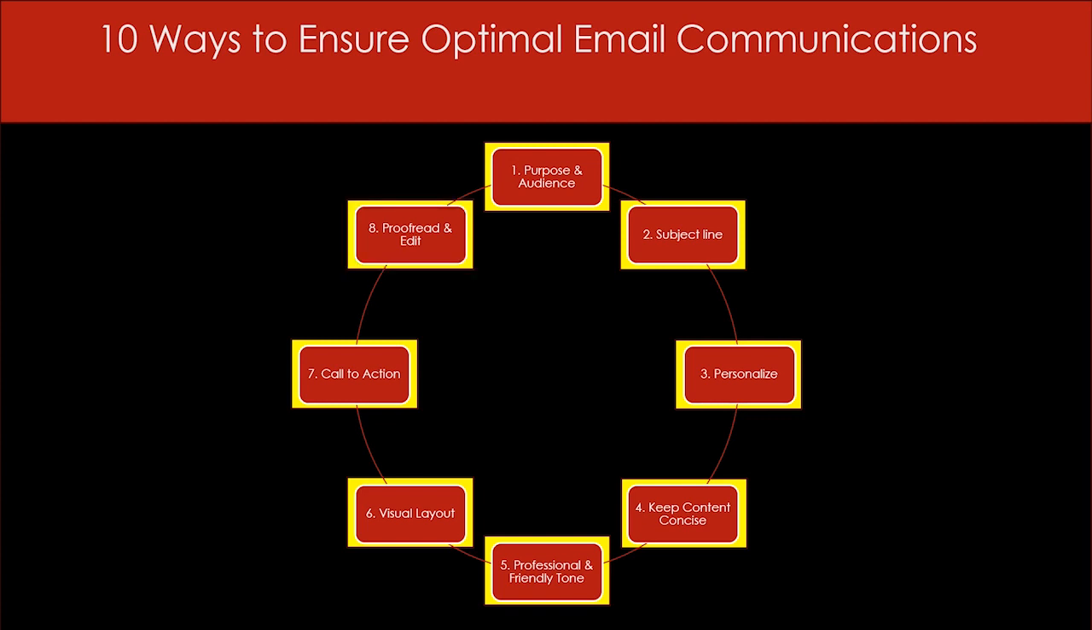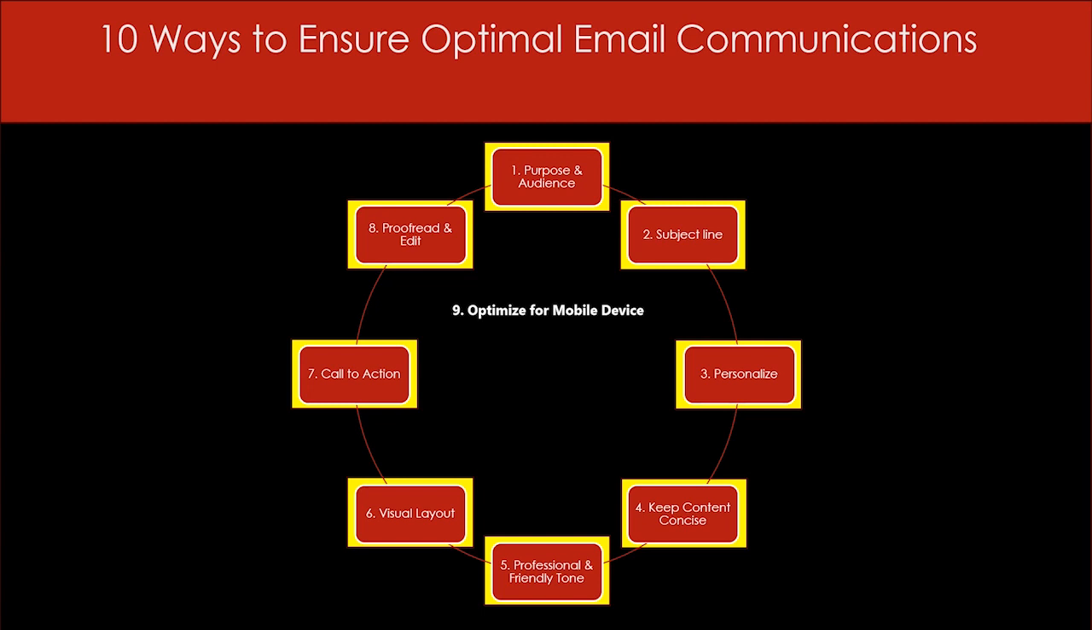Number 8, proofread and edit. This is really important. How many times have you sent an email out and it had language that was grammatically incorrect or had spelling errors? If you've gone through this once, you should learn that you need to thoroughly proofread your email before sending it. Use spell check tools and consider asking a colleague or your manager to review it before sending it out.